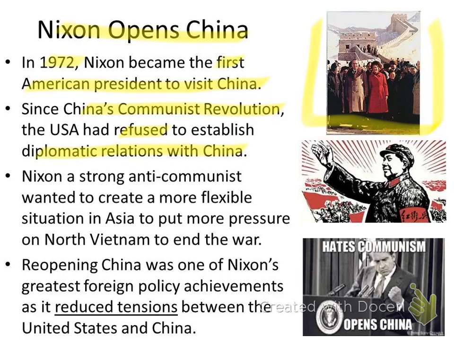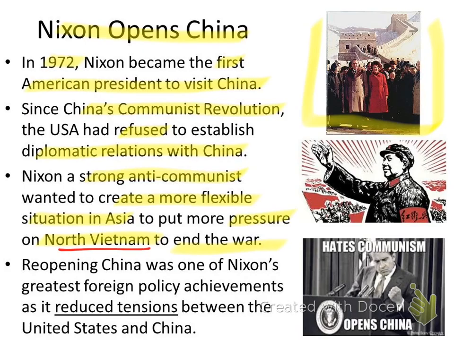China is, at that time, and still is today, the largest country on the planet in terms of its population. So Nixon, who was a strong anti-communist, had created quite a reputation for himself as a member of Congress from California, and then as a vice president under Eisenhower, wanted to create a more flexible situation in Asia and to put pressure on North Vietnam to end the war.